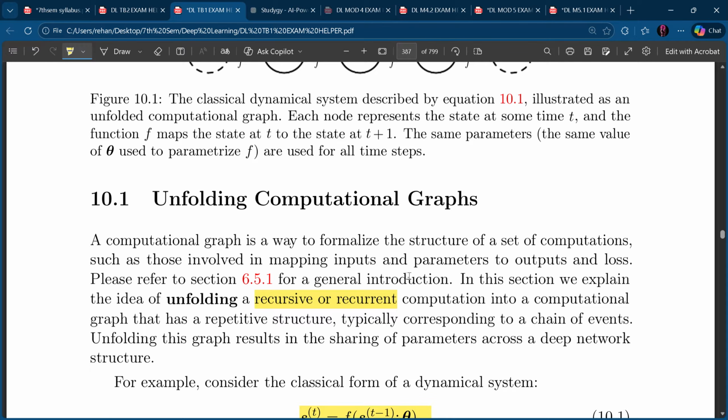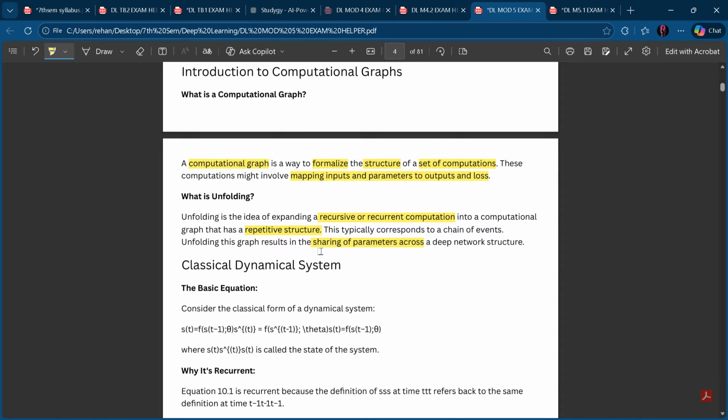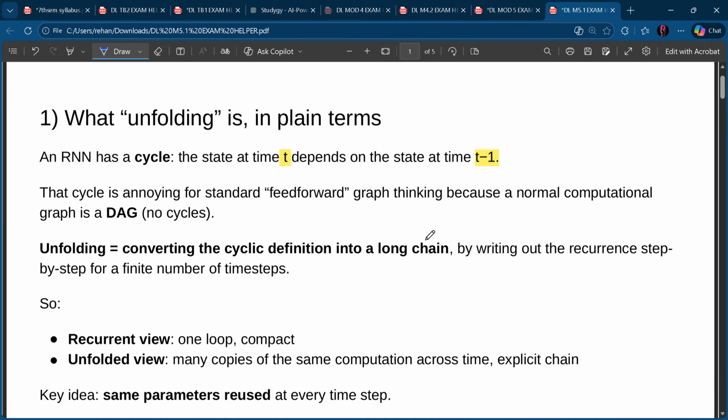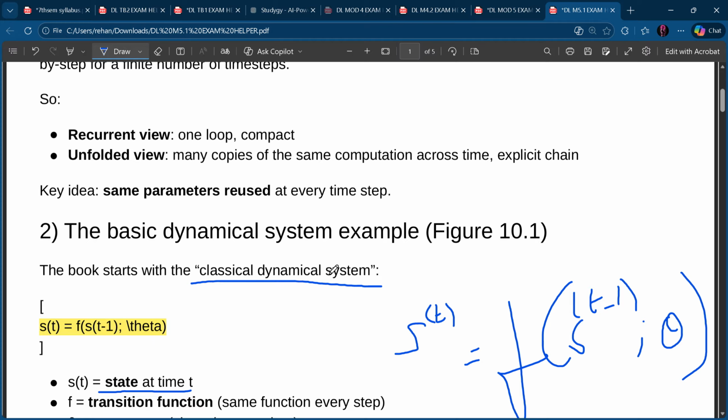So now we have to make this recurrent or recursive computation into a computational graph. You have to expand it such that it has a repetitive structure. The computational graph will have a repetitive structure, which we'll see in the diagram. This typically corresponds to a chain of events. If it is a repetitive structure, then you have a chain of events. Also, unfolding this graph results in sharing the parameters across a deep recurrent structure. We will talk directly about the basic dynamical system.